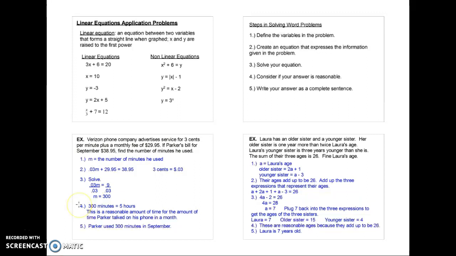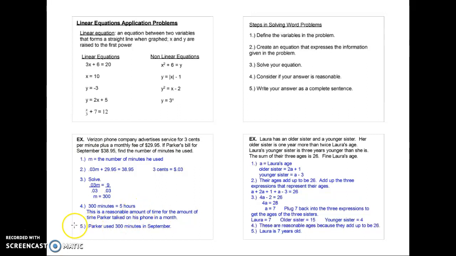Now, step number 4 is to see if this makes reasonable sense. Okay, so 300 minutes is actually equal to 5 hours. Right? And that's just because there are 60 minutes in each hour. So 300 divided by 60 is 5. Now, this is a reasonable amount of time for Parker to have talked on the phone in a month. Okay? 5 hours is reasonable for a month of talking on the phone.